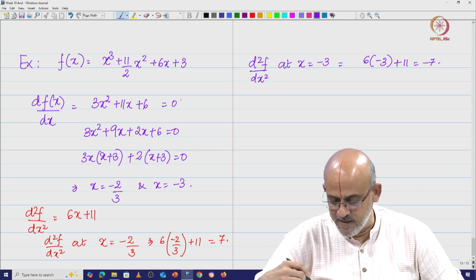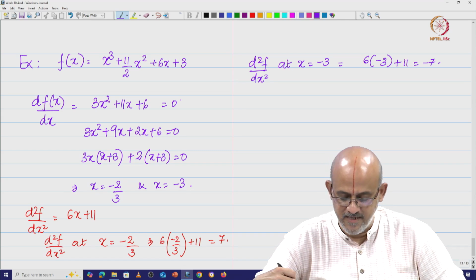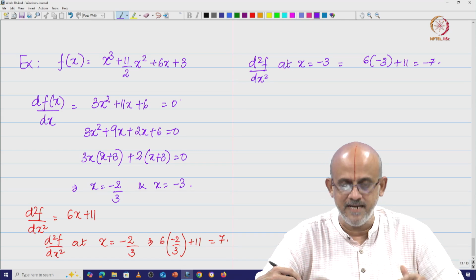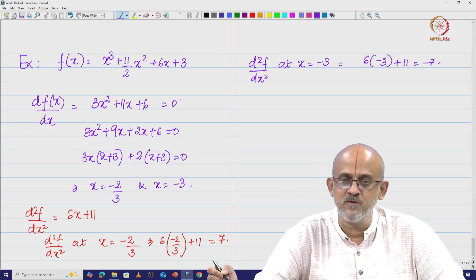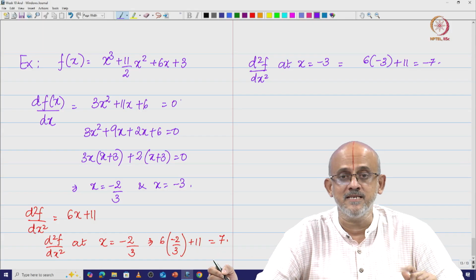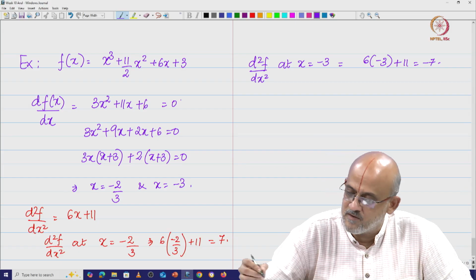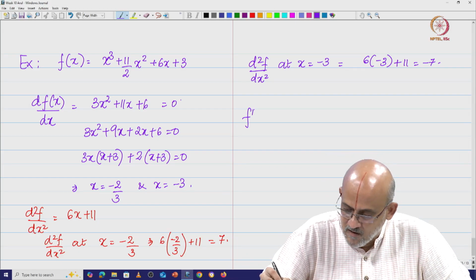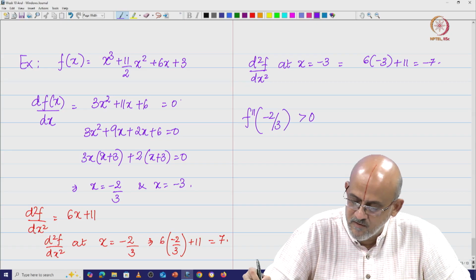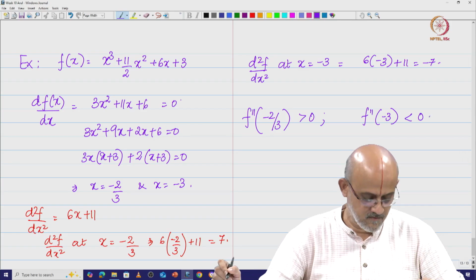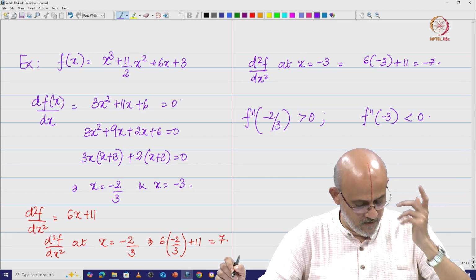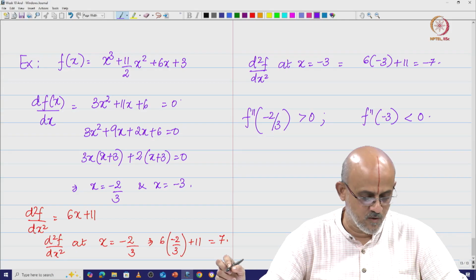Now at the point minus 2 by 3, I have d squared f by dx squared to be greater than 0, and at the point x equal to minus 3, I have d squared f by dx squared to be less than 0. So what are we going to say? Let us say f double dash of minus 2 by 3 is greater than 0 and f double dash of minus 3 is less than 0. So if this is the case, what are we going to have?